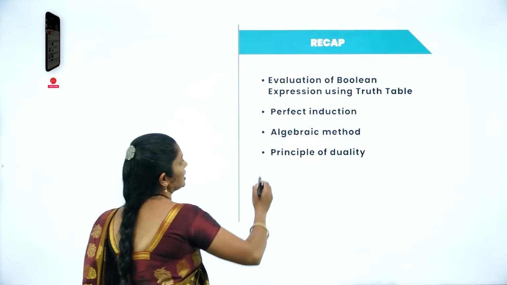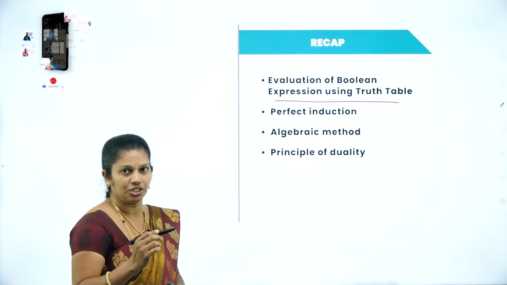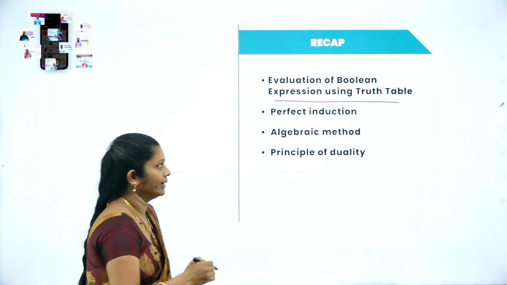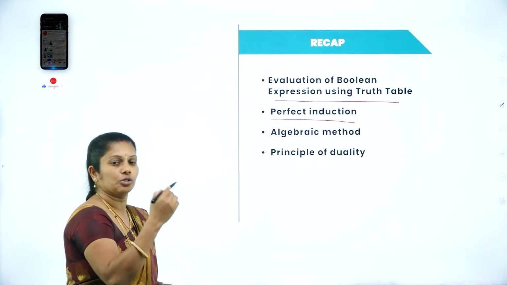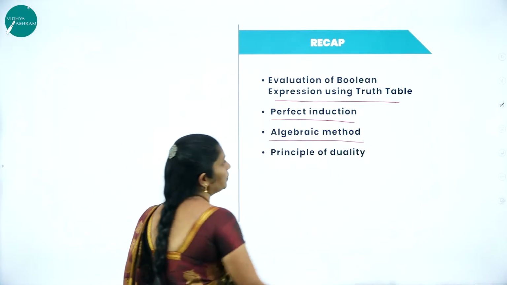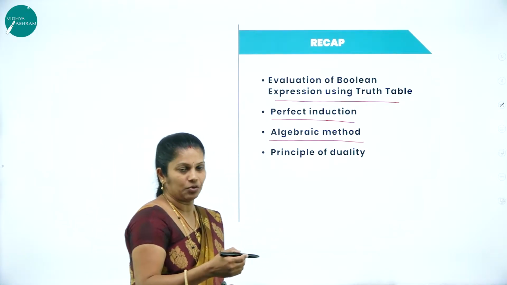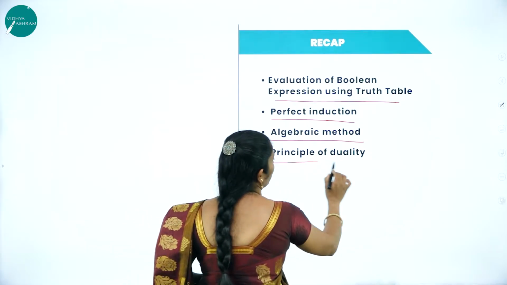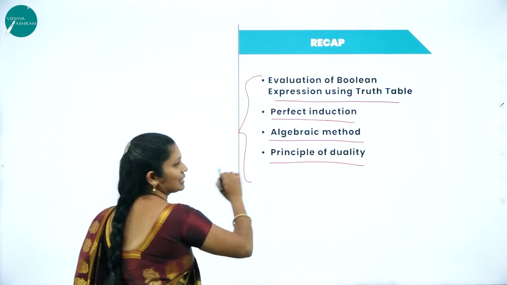In the previous class, you studied how to write the truth table for a given expression, then how to solve that, then what we mean by the perfect induction method, how to solve the equation by using the perfect induction method, then what we mean by the algebraic method, and there also how to solve the given equation, then the principle of duality. Regarding that, you have studied in the previous class.